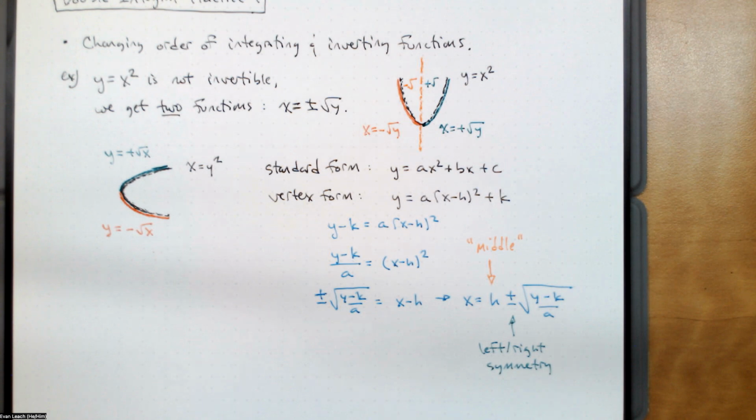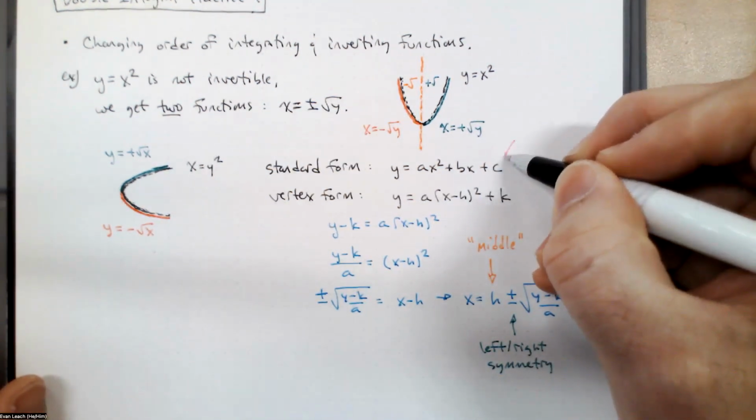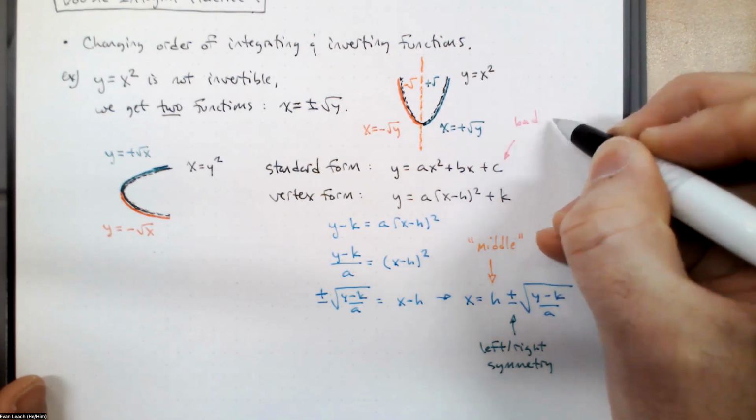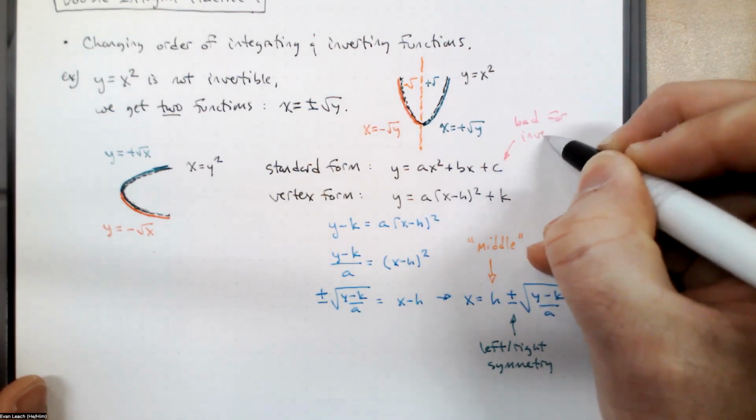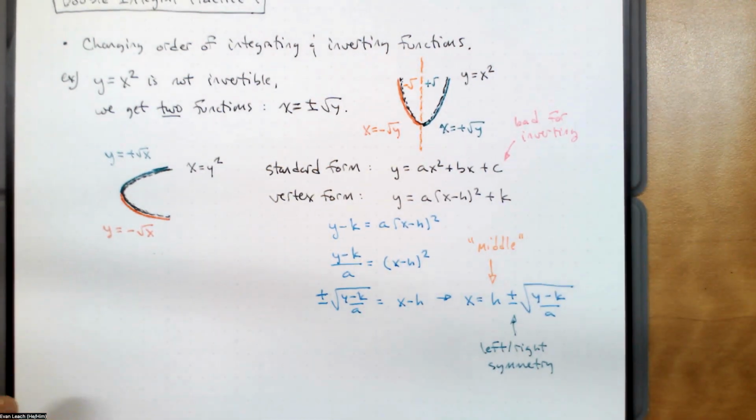This is one of the things that we're going to have to think about when we're thinking about inverting functions. What isn't invertible? We can write an expression, then we have to be aware of which parts, which inverse function we want. Standard form in parabolas, standard form is bad for inverting. Vertex form is better for inverting.